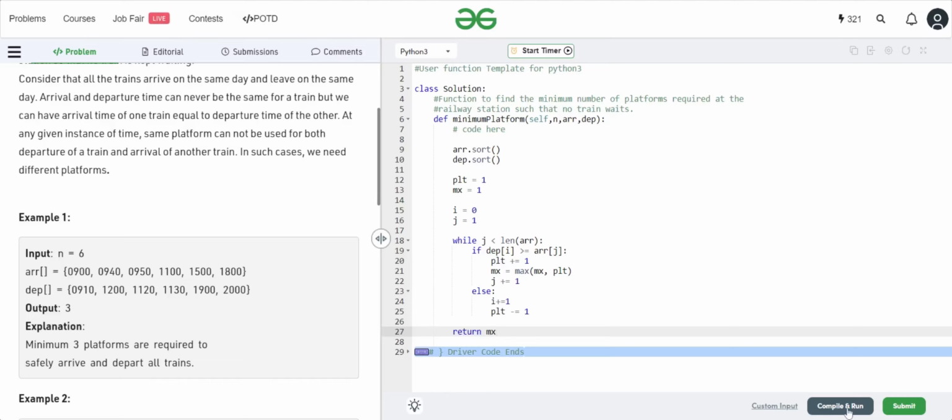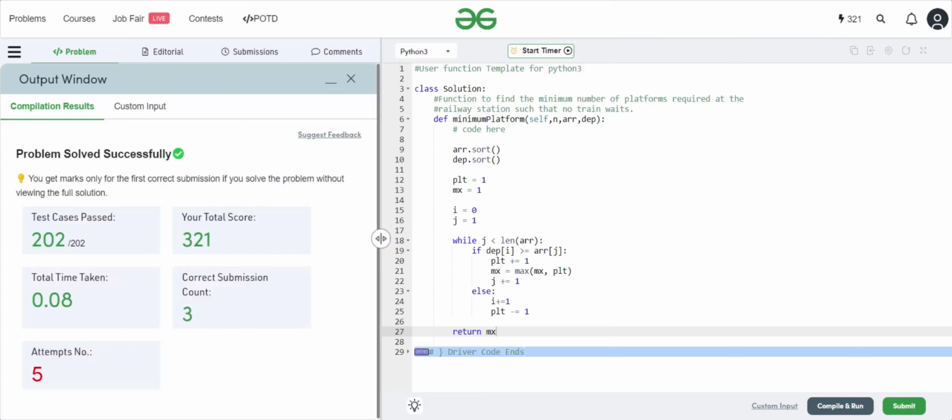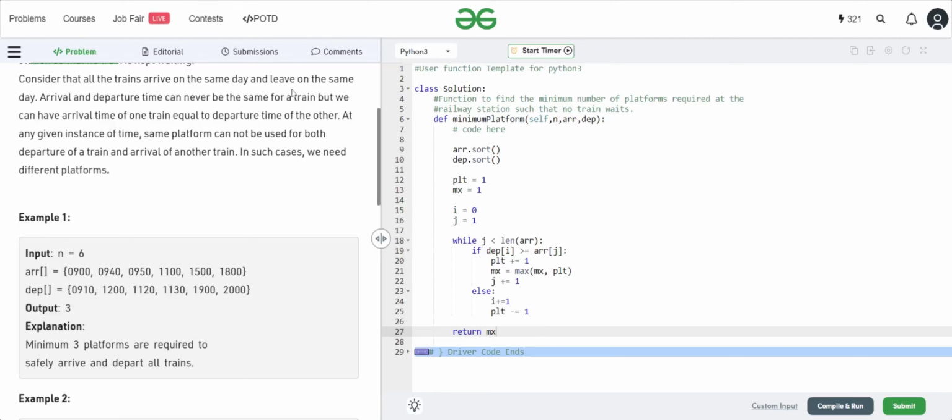Okay, so let's just run the code, guys. Yeah, it's running. And let's just submit this. Yeah, it's submitted. Okay, guys, so this is what the question was, and this is what the code is.